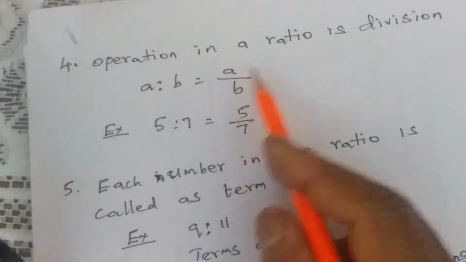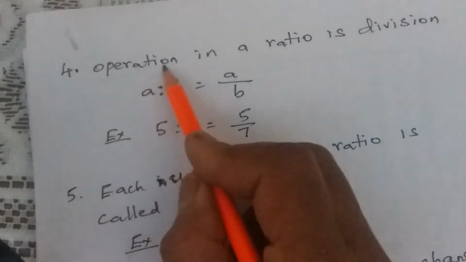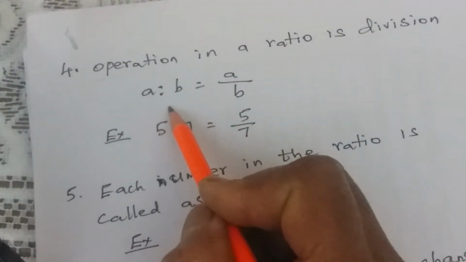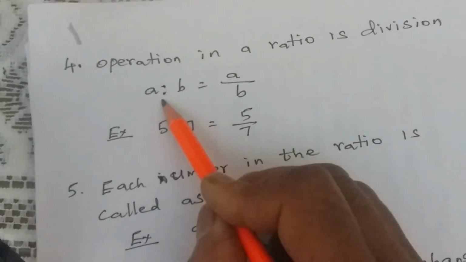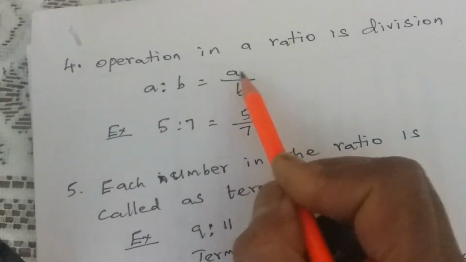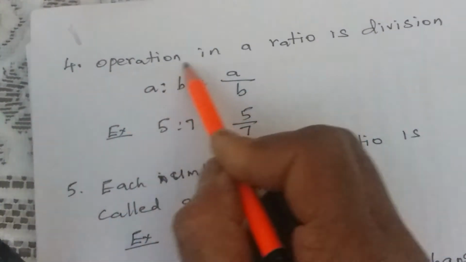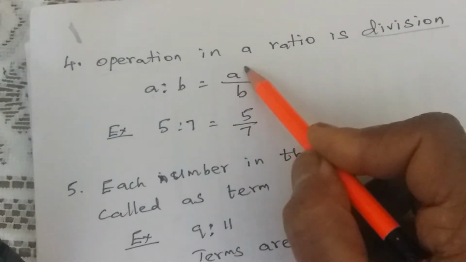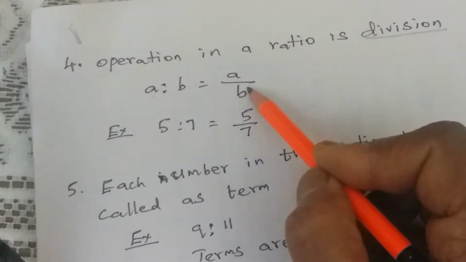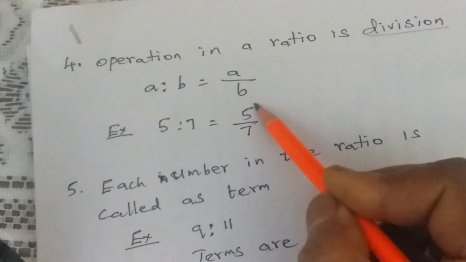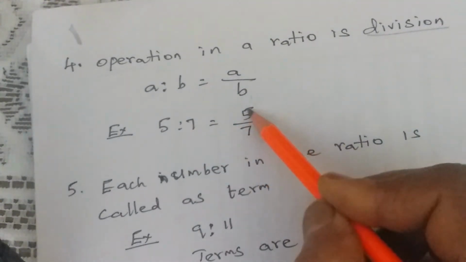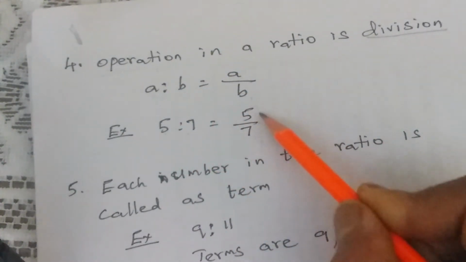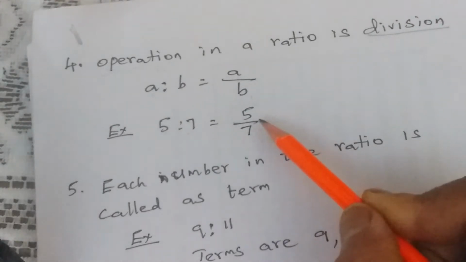Now, what is the operation involved in a ratio? What are the 4 basic operations? Addition, subtraction, multiplication, and division. The operation in a ratio is division. A:B is nothing but A divided by B, so we can put it as a fraction A by B. So 5:7 means 5 divided by 7. It is in fraction form, and the operation in a fraction is also division. So we can write a ratio in the form of a fraction using a division symbol.